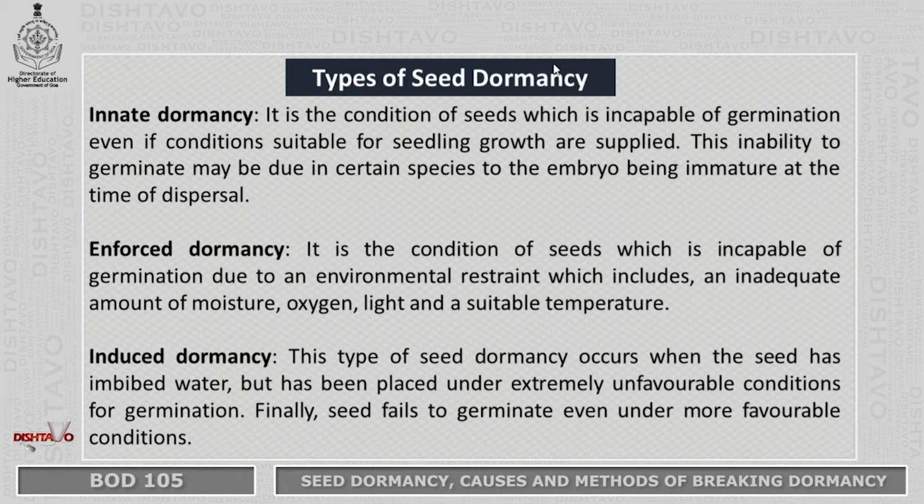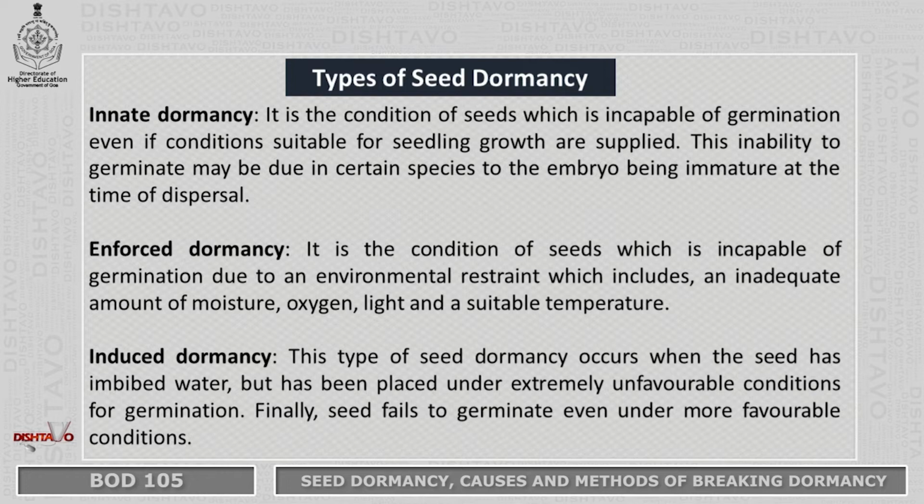Here we see that the plants possess innate dormancy because the embryos are immature at the time of dispersal. The next is enforced dormancy, which is a condition of seeds which are incapable of germination due to environmental restraint, which includes inadequate moisture, oxygen, light, and suitable temperature. Because of the absence of adequate amounts of the factors responsible for germination, the seeds may show enforced dormancy. The third type is induced dormancy.